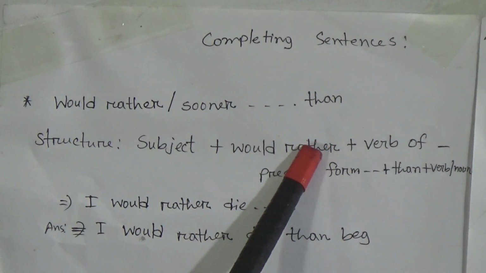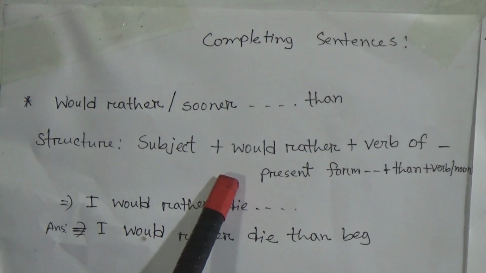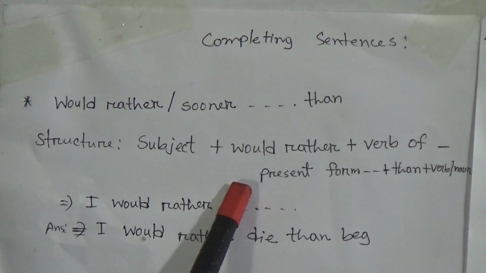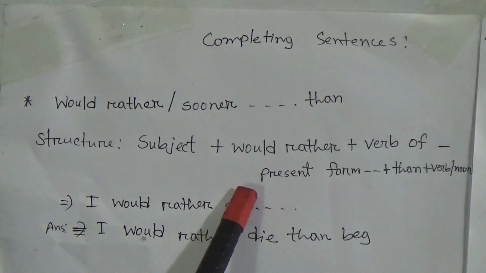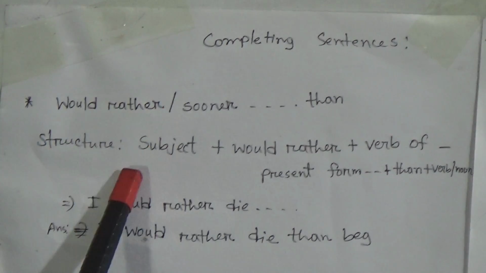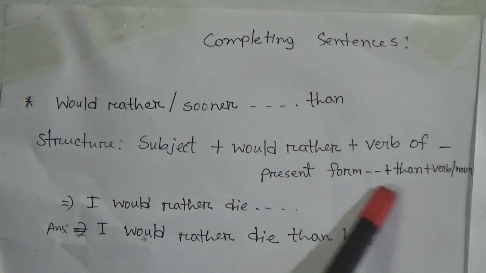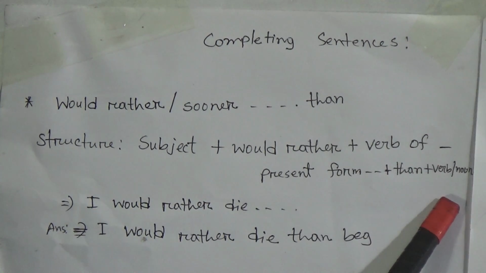than. Dear students, would rather or would sooner means also rather. Would rather and would sooner bear the same meaning, but would rather is used more. In the sentence having would rather or would sooner, then is used. Now I am going to say the structure. Structure is: subject plus would rather plus verb of present form plus than plus verb or noun. I am repeating, subject plus would rather plus verb of present form plus than plus verb or noun.